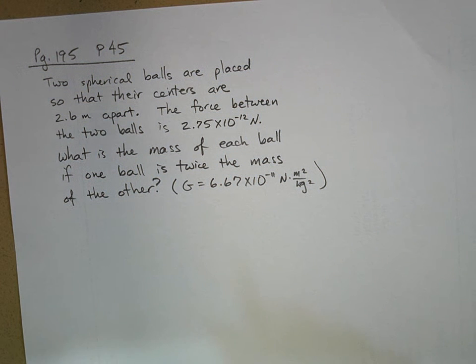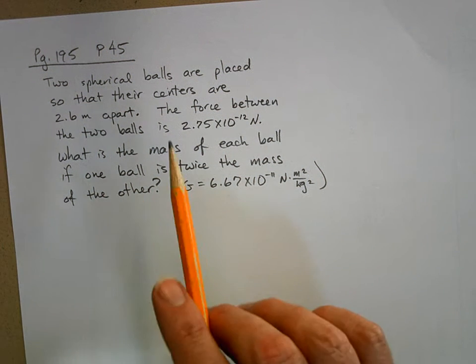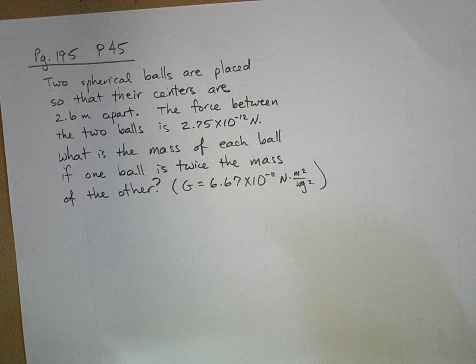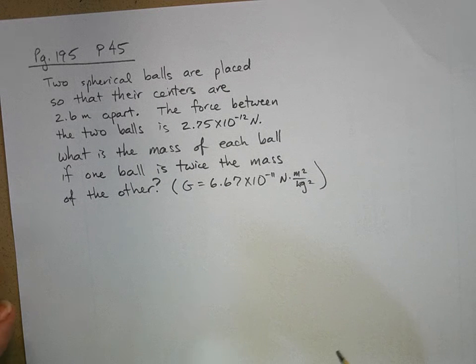All right, so on page 195, problem 45, we have two spherical balls placed so that their centers are 2.6 meters apart. The force between them is 2.75 times 10 to the negative 12 newtons. What is the mass of each ball if one ball is twice the mass of the other?